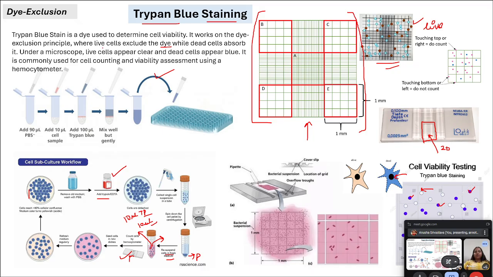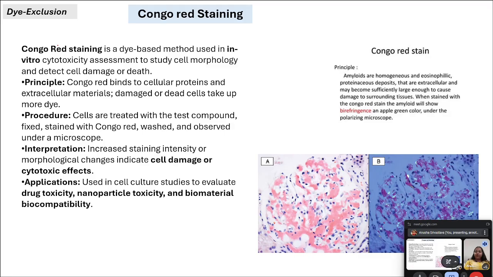It works on the dye exclusion principle where live cells exclude the dye while dead cells absorb it. Under a microscope, live cells appear clear and dead cells appear blue. And it is commonly used for cell counting and viability assessment using a hemocytometer. Now moving forward, the next method is Congo red staining, which is more or less the same as the previous one that we have just discussed.